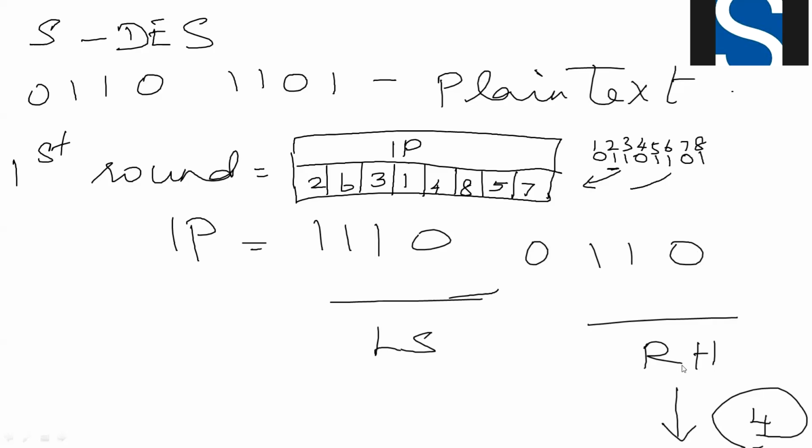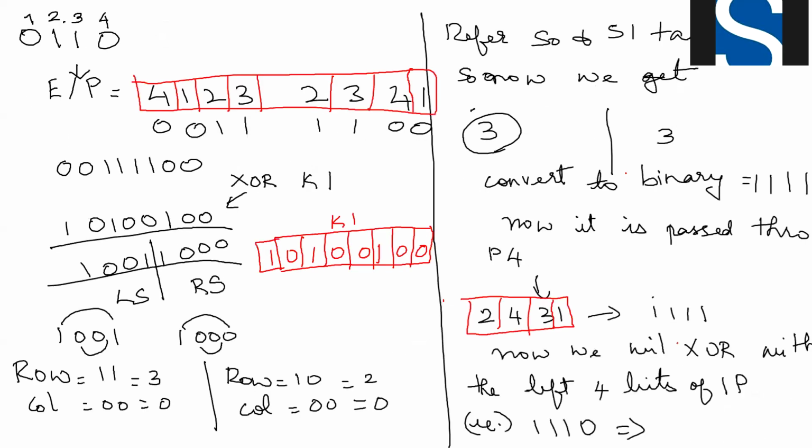So the left-hand side we will not touch. We'll be taking only the right-hand side bits, and then we have to pass it to the expansion table. So the right-hand side bit value is 0110. I'm just writing the bit positions 1, 2, 3, 4. So for the expansion table, the bit positions are 4 1 2 3 2 3 4 1.